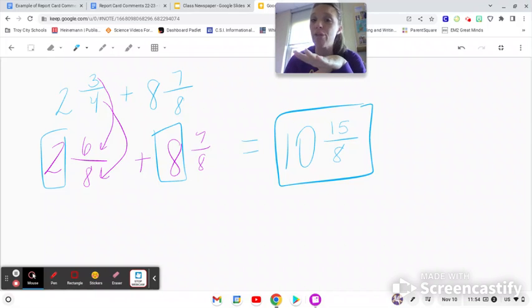That's okay with me. I know some parents have asked if I want them to start simplifying fractions or renaming improper fractions as mixed numbers. I'm not going to push them to do that quite yet because I want them to have this foundational understanding first, okay? So I know that 15 eighths is an improper fraction, but for now we're just going to keep it like that. That's okay with me for now, okay?